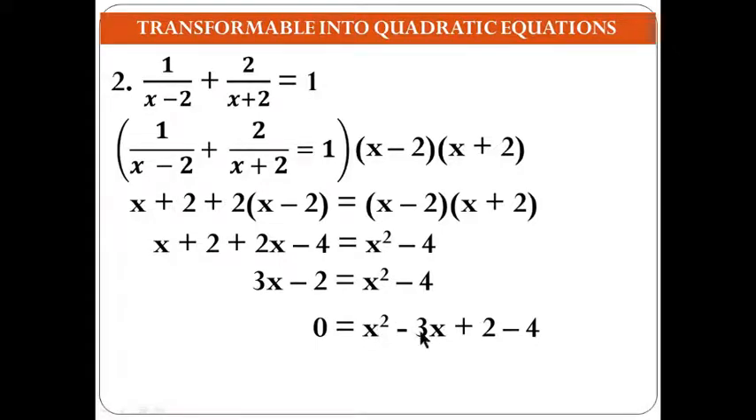Next dyan is yung linear term, yung may x. So, positive 3x. I-transpose natin doon, nagiging negative 3x. Then, itong positive negative 2, transpose, maging positive 2. Then, just copy negative 4. So, combine these two, positive 2 minus 4 ay negative 2. So, yung ating nakuha ay x squared minus 3x minus 2 is equal to 0.